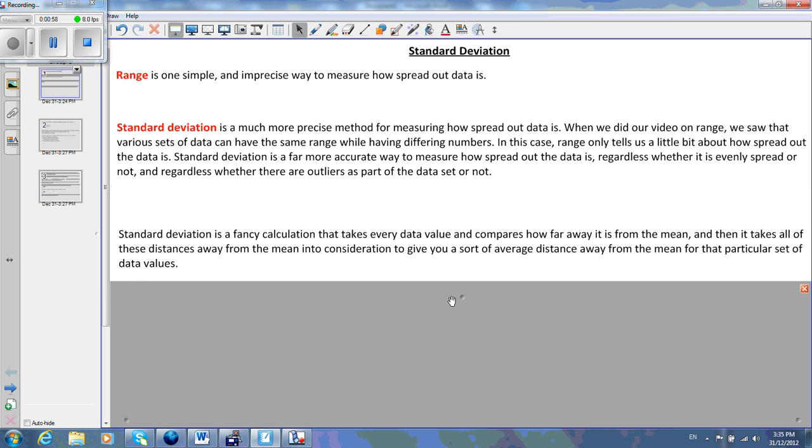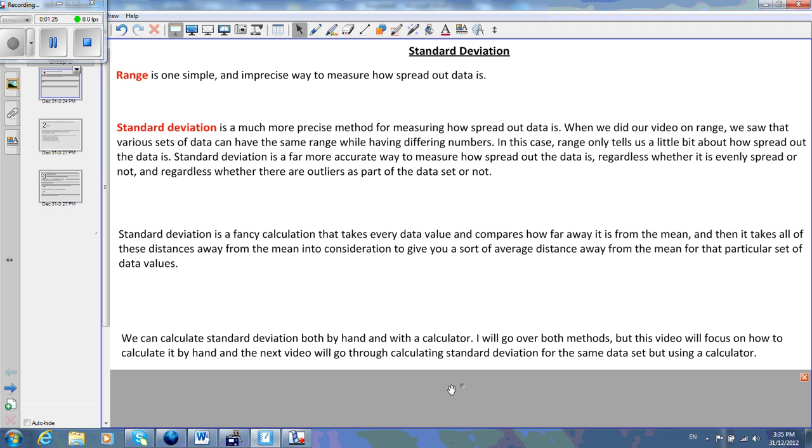Standard deviation is a fancy calculation that takes every single data value and compares how far away it is from the mean. Then it takes all of these distances away from the mean into consideration to give you a kind of average distance away from the mean for that particular set of data values. It's not exactly an average distance, but it's kind of sort of that idea. If you think of it that way, that will be fine in terms of your understanding of a definition.